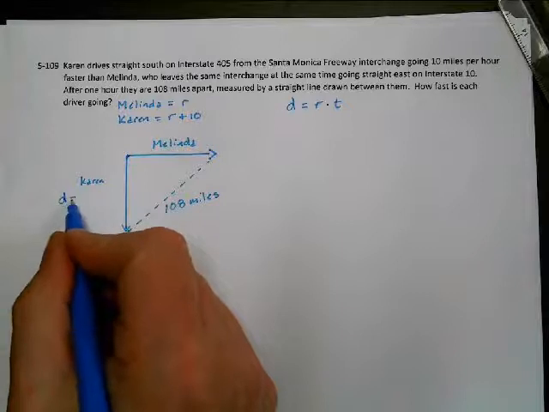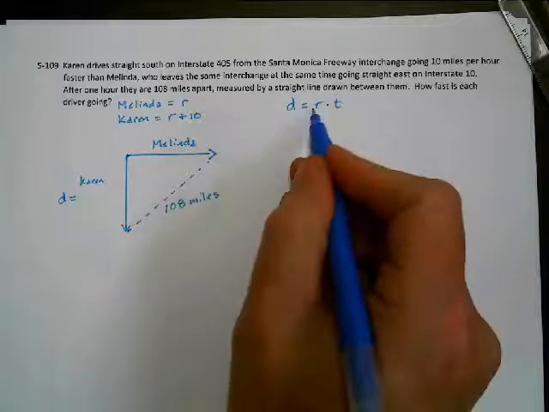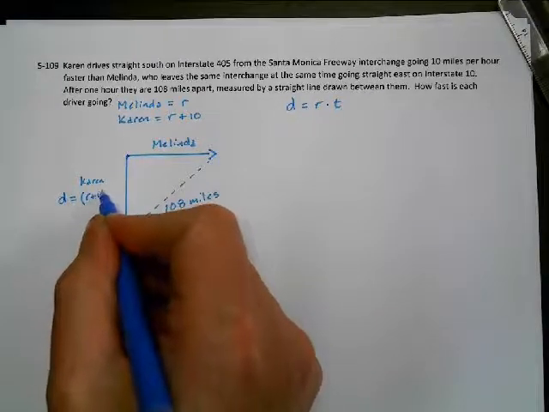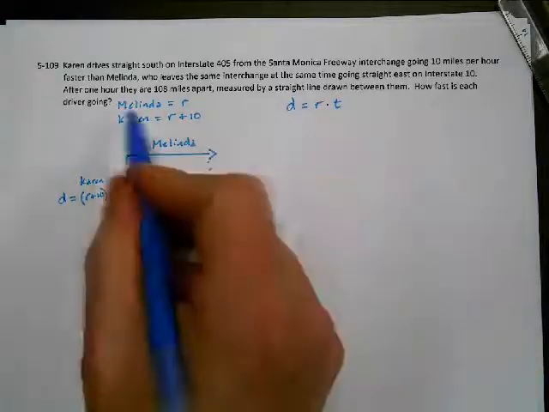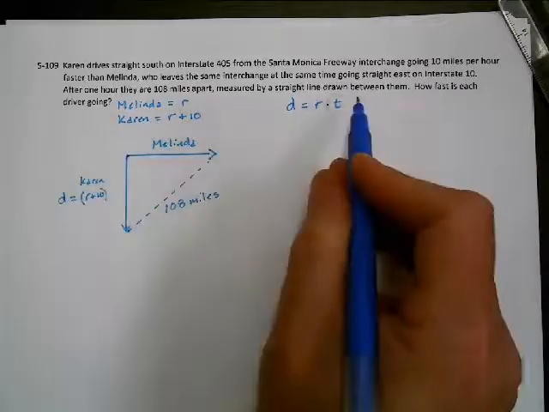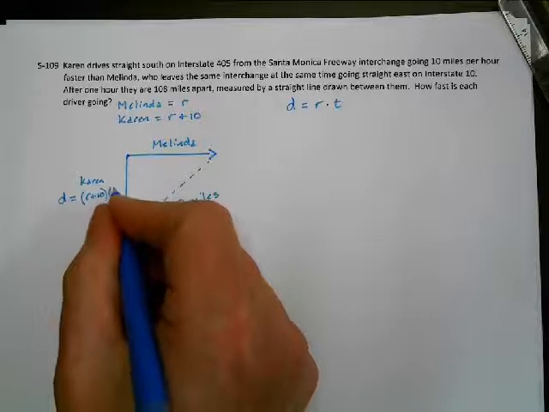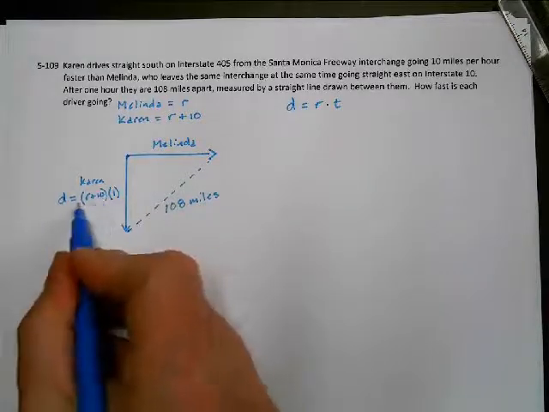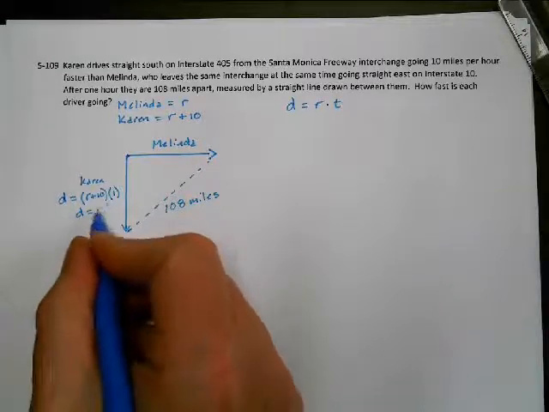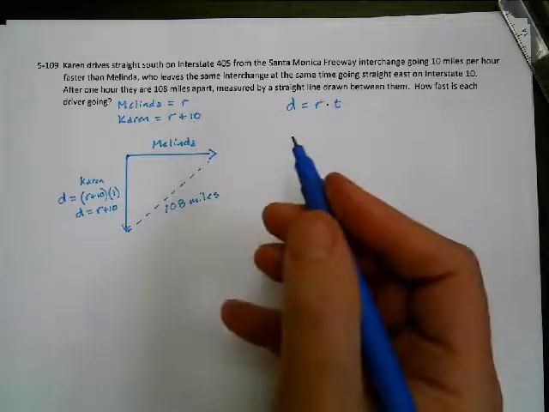So the distance for Karen, her distance is the rate. Her rate is R plus 10 times her time. Now it says they're both going to go for 1 hour. So they're all going to go for a time of 1 hour. So her distance is R plus 10 times 1. So the distance over here is just R plus 10. Melinda, her distance is just going to be R times 1, or just R.